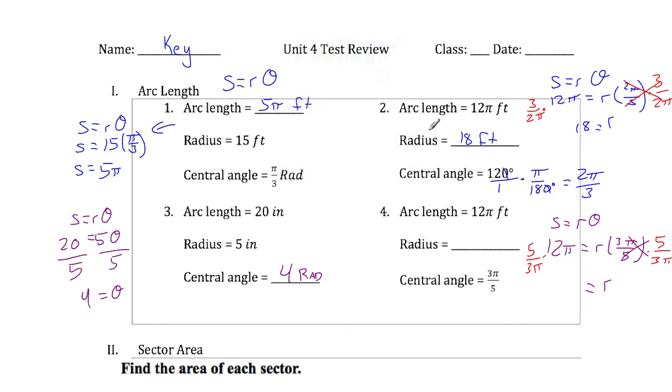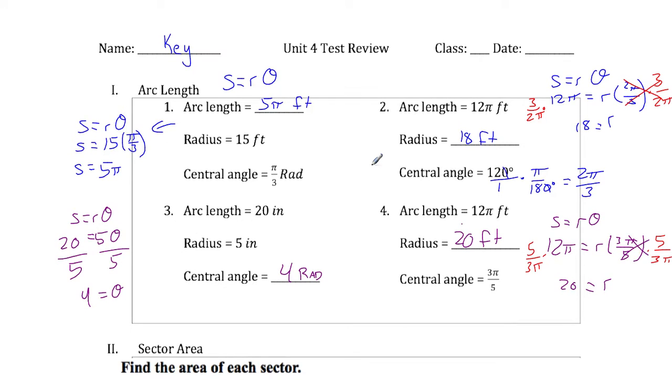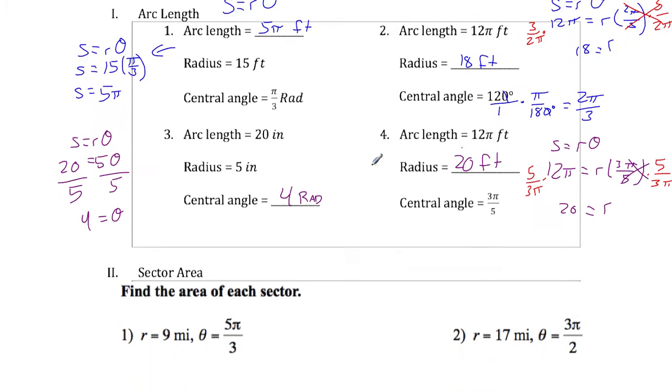So now when we multiply this, the pi's cancel out. The 12 and the 3 reduce to 1 and 4. So we get that the radius is equal to 20. And again, feet. So here's the work. It's really nice if you start off each question with S equals R times theta, plug in the variables you know, and then just use a little bit of algebra to solve for the rest.